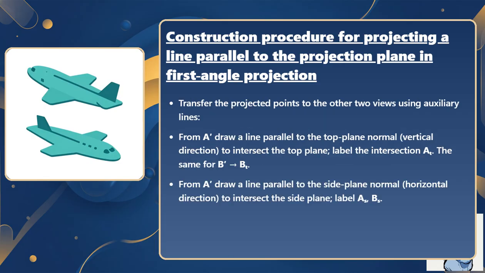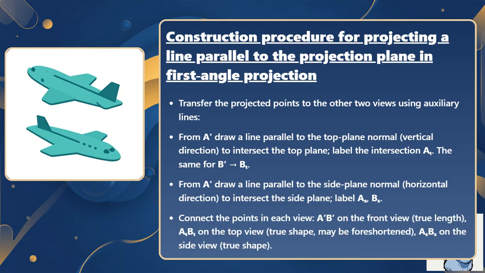Transfer the projected points to the other two views using auxiliary lines. From A prime, draw a line parallel to the top plane normal, which is the vertical direction, to intersect the top plane. Label the intersection A sub t. Do the same for B prime to get B sub t. From A prime, draw a line parallel to the side plane normal, the horizontal direction, to intersect the side plane. Label these points A sub s and B sub s.